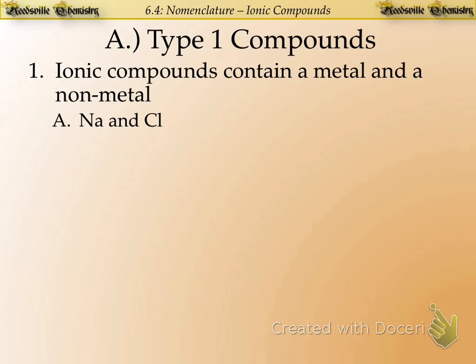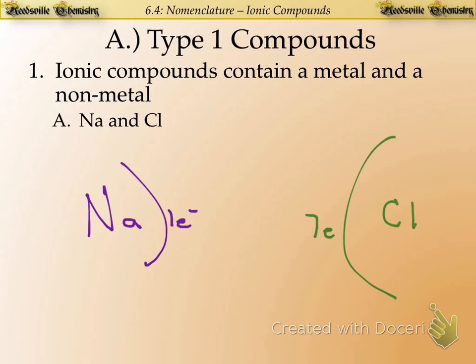Here's an example of a type 1 compound, something that's formed between sodium and chlorine. And let's rehash the reason as to why these two things come together. Again, Na has that extra valence electron in its outer shell. On the other hand, Cl has an outer shell that's got 7 valence electrons. So Na wants to get rid of that one electron so that it has a full outer shell, and Cl does not mind accepting it. And so we have that transfer of electrons.